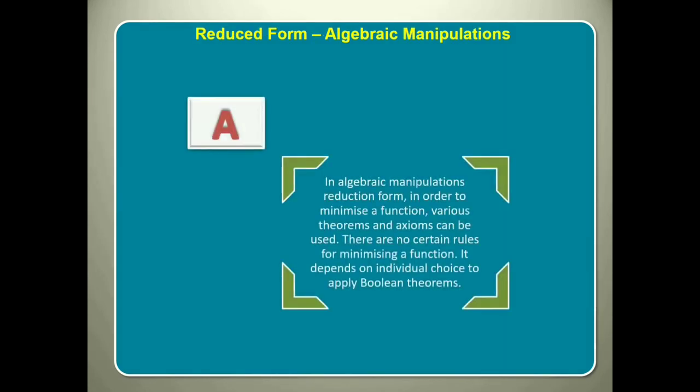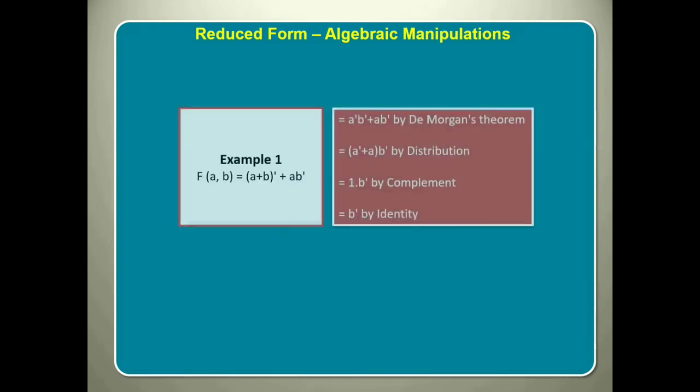In algebraic manipulations reduction form, in order to minimize a function, various theorems and axioms can be used. There are no certain rules for minimizing a function. It depends on individual choice to apply Boolean theorems. Let us look at a few examples to understand the concept better.